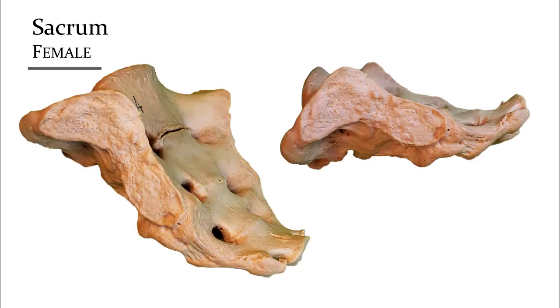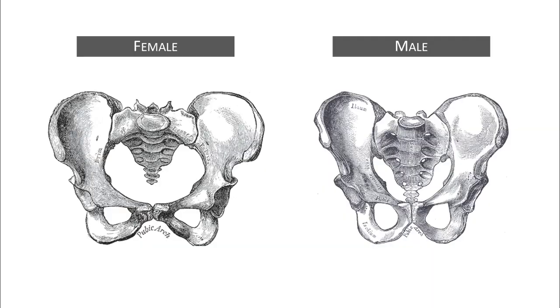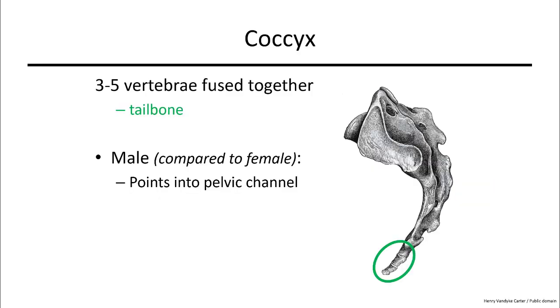Here we can see a real female sacrum bone from a couple of angles, as well as the comparative male sacral bone. In the context of the pelvis, we can see the shallow nature of the female compared to the more curved nature of the male. Finally, the coccyx is 3 to 5 vertebrae fused together, and it's known as our tailbone. In the male, it actually comes in and points into the pelvic channel, where in the female, it would actually point more downward.